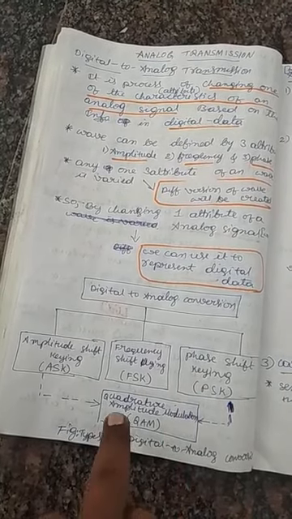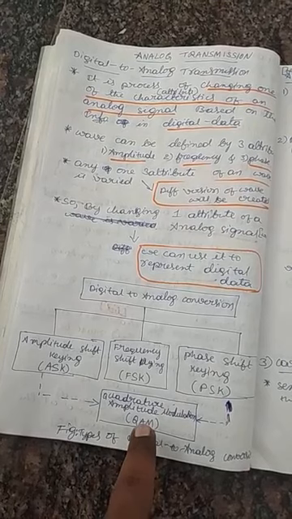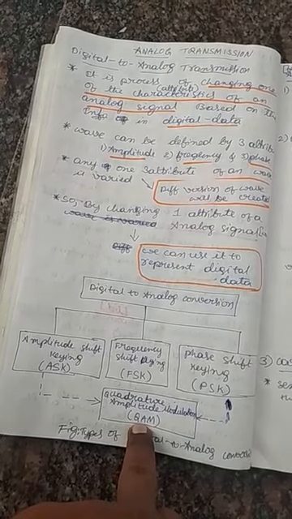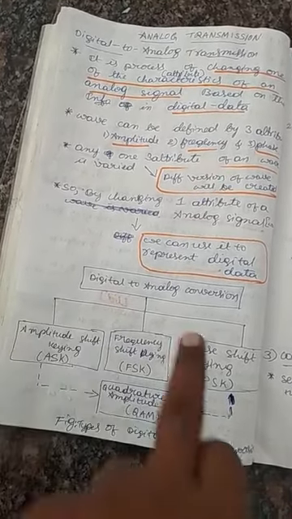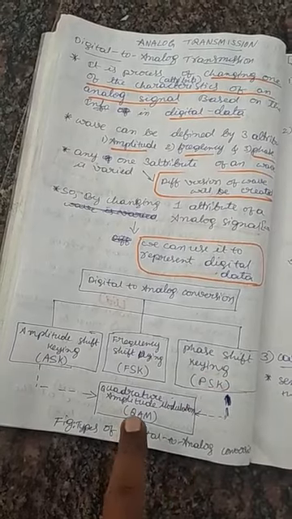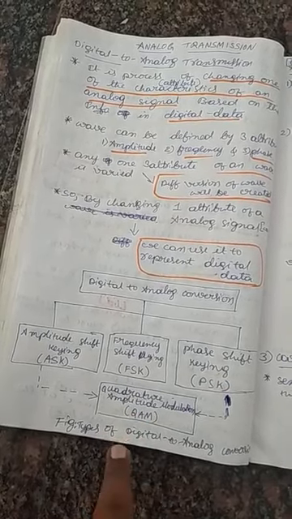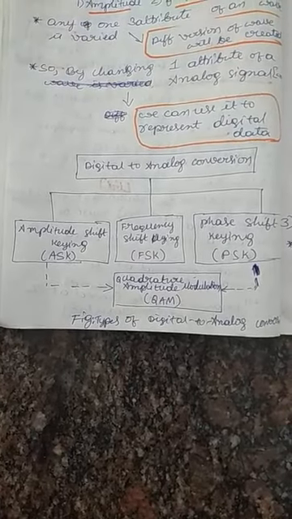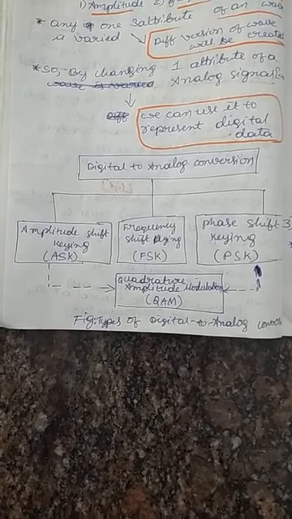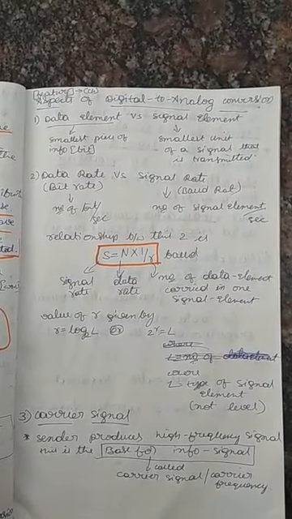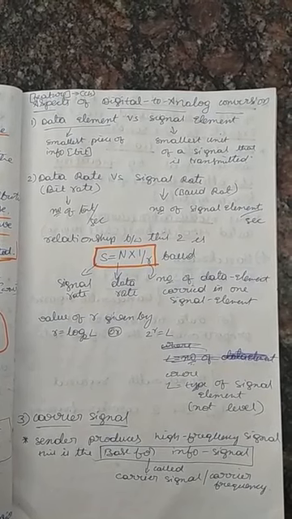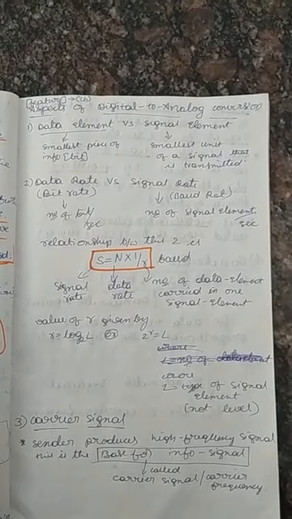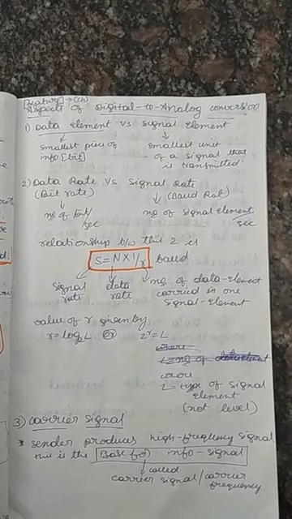Okay, QAM is commonly used digital to analog conversion because we can change the amplitude and also the phase shift key. So the QAM is popular digital to analog conversion. Before explaining the types of the digital to analog conversion, we will discuss the aspects of digital to analog conversion. Aspects means characteristics or features of digital to analog conversion.